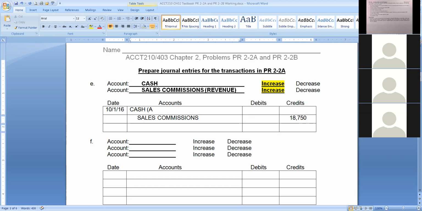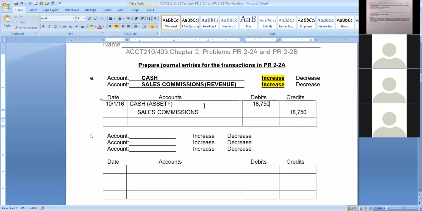Now, there's a reason why it's an asset going up. But if you get one of them, you can get the other one. And I think I told you guys this way of writing the entry. This is really condensed. Instead of writing a paragraph about what happened, it's just taking two accounts and putting them in.